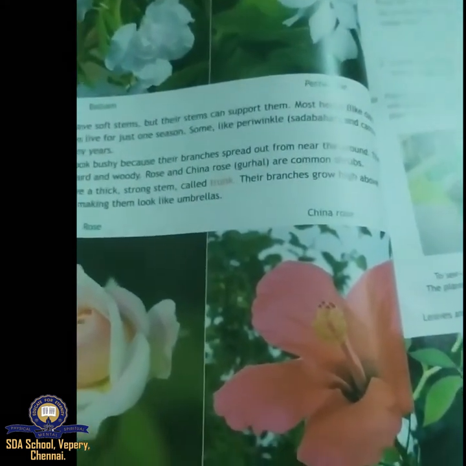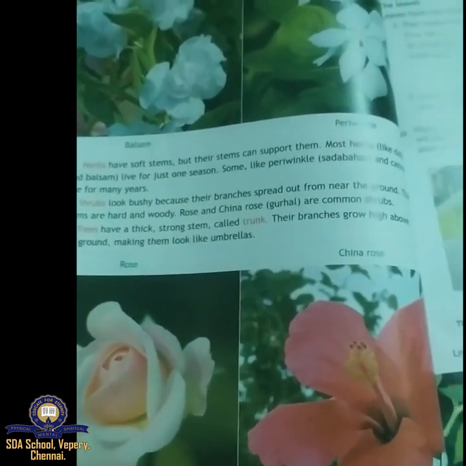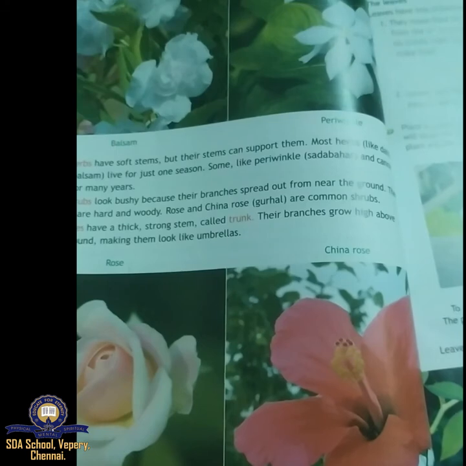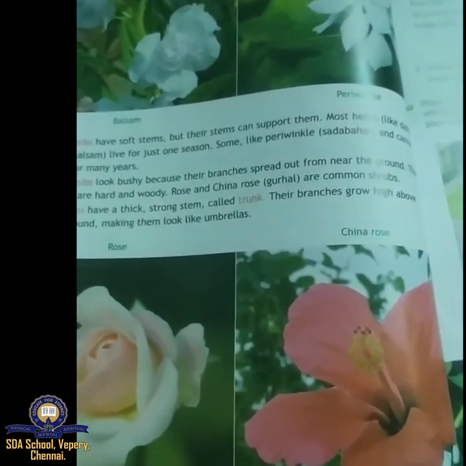Other parts of the plant will continue in the next class. And for your homework, draw a plant and learn all the parts. Okay? Yes, thank you, children.